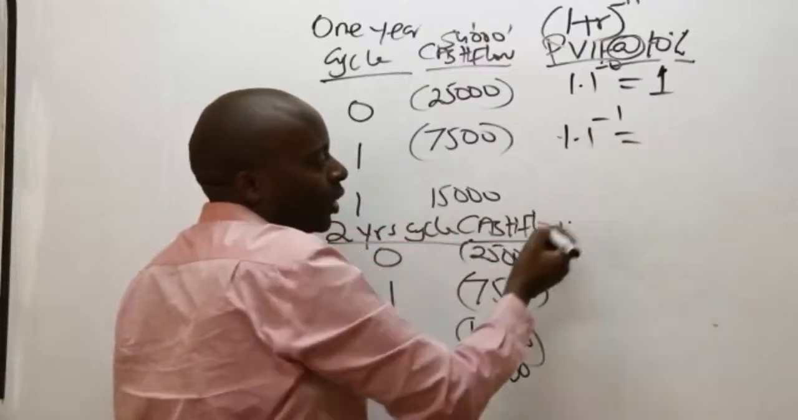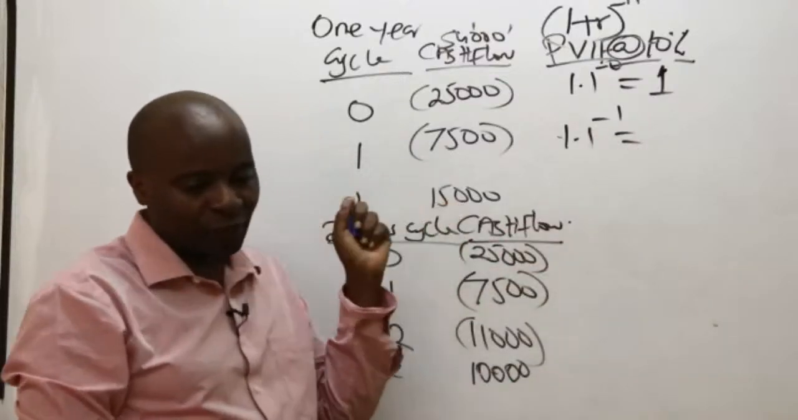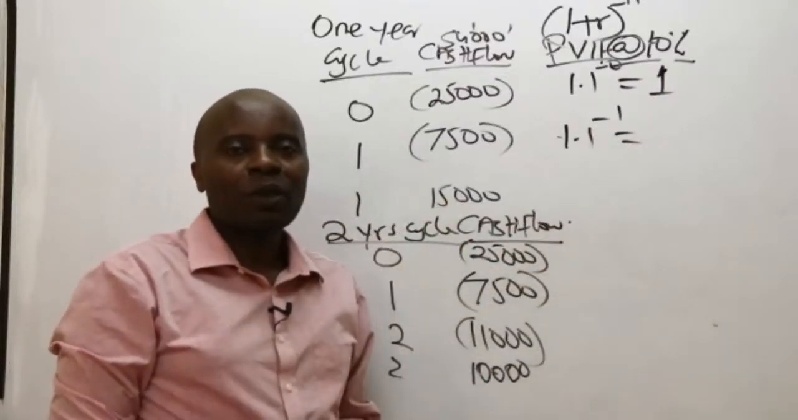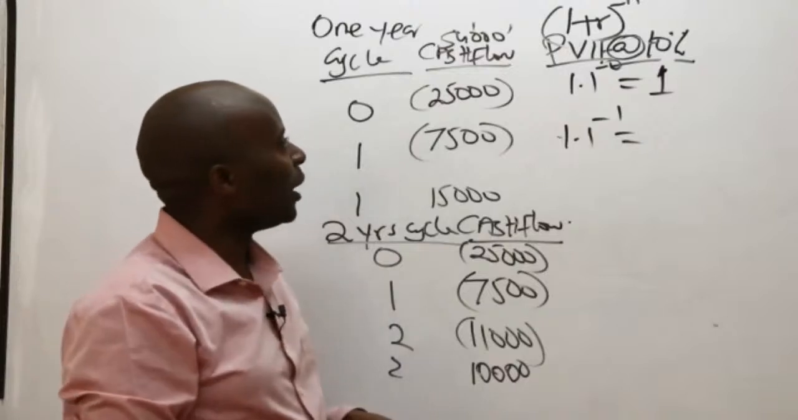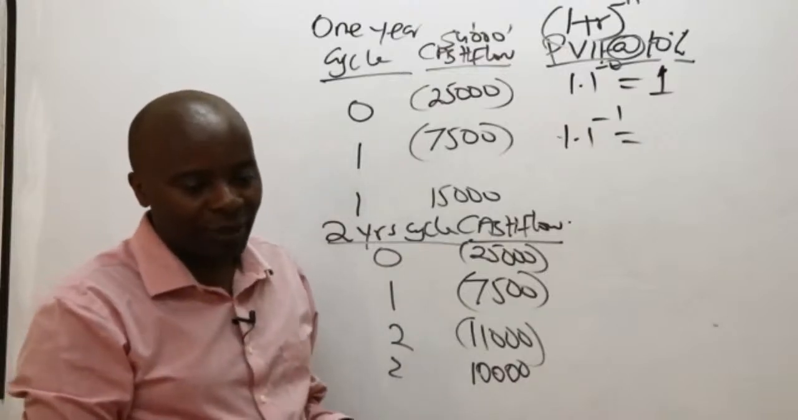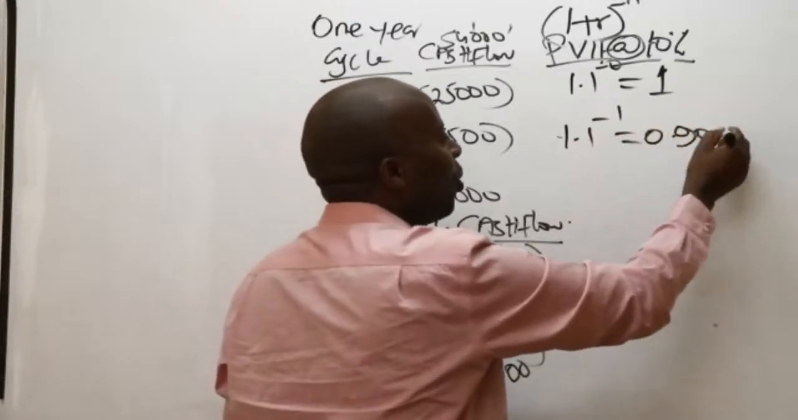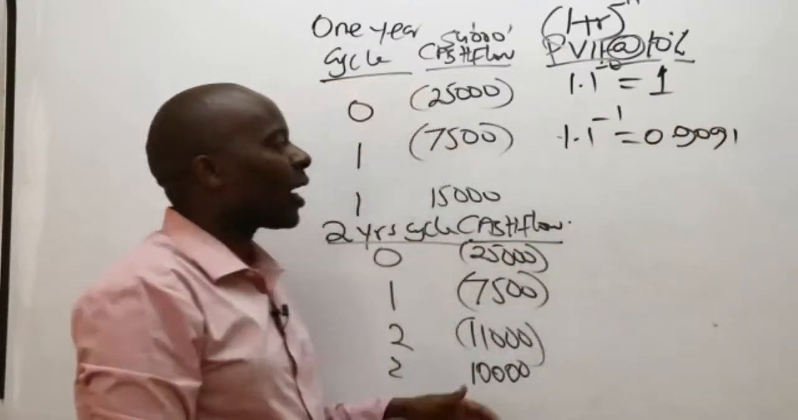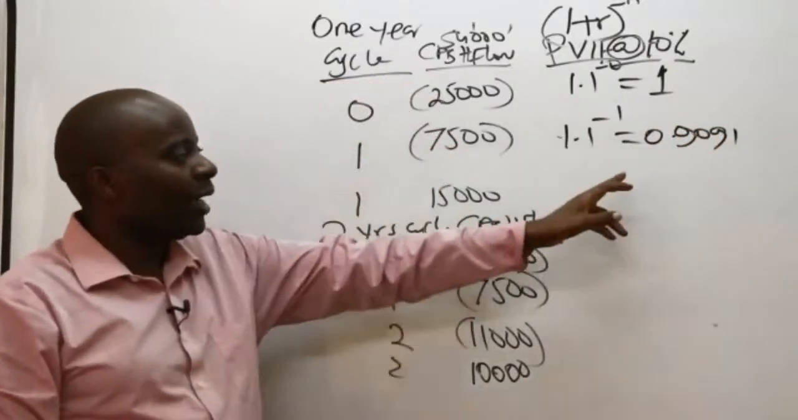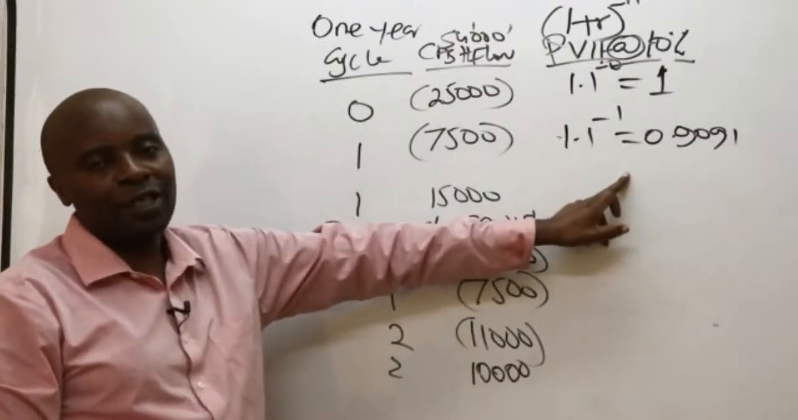Which will end up giving us what figure, ladies and gentlemen? 1.1 raised to negative 1. Please give me a figure. 0.9091, isn't it? Now come and give us the next PV figure.